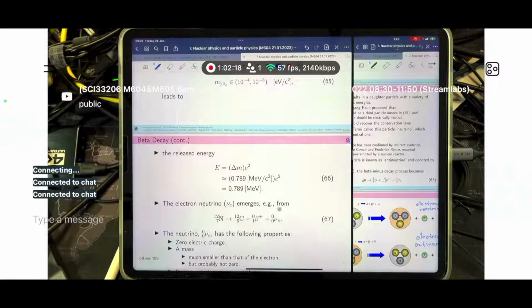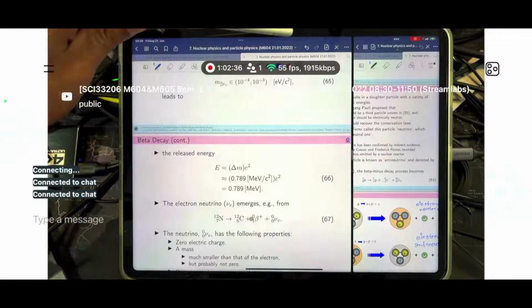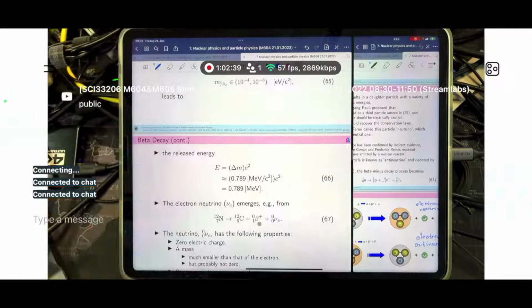And for the process with the positron, which is beta plus decay, we start from nitrogen-12 to become carbon-12. This is the common isotope of carbon in nature. And we get a positron and an electron neutrino, without the bar. Bar means anti-particle. Here, the beta plus process brings us the normal electron neutrino, not the anti-neutrino.